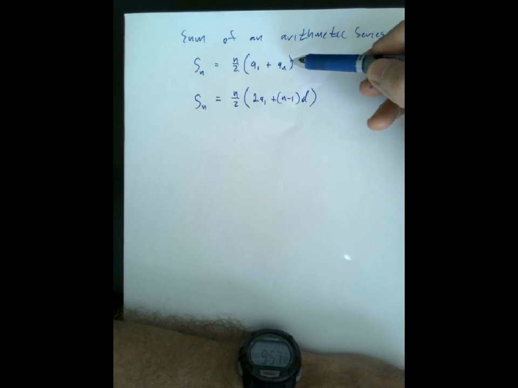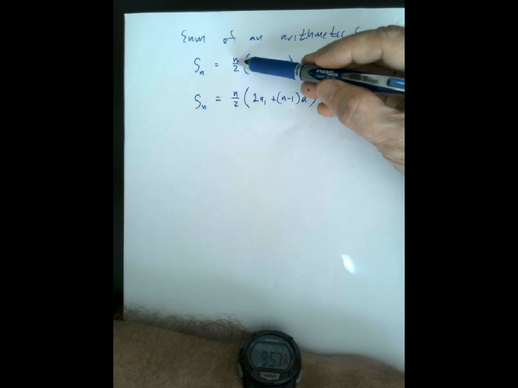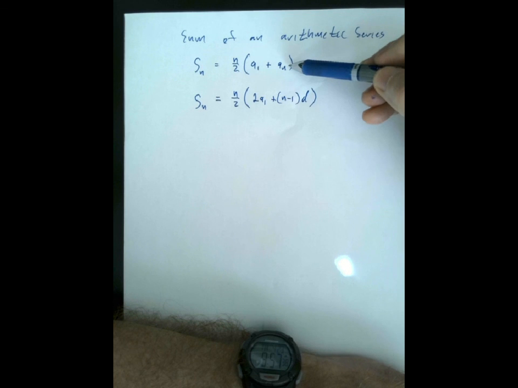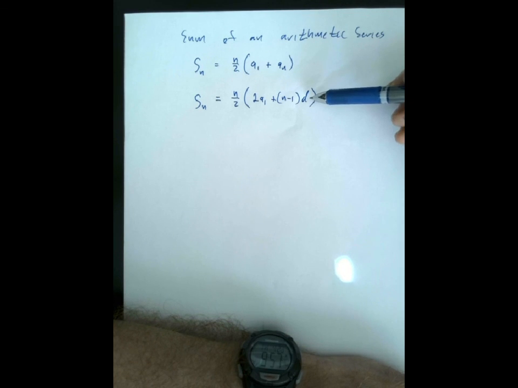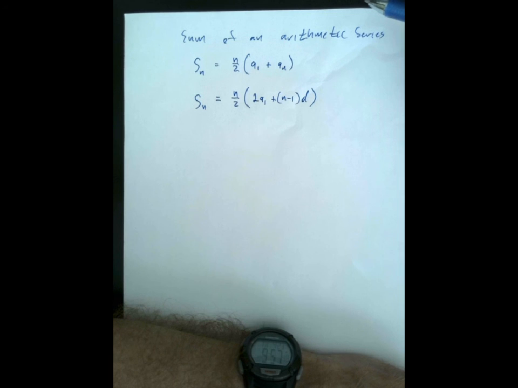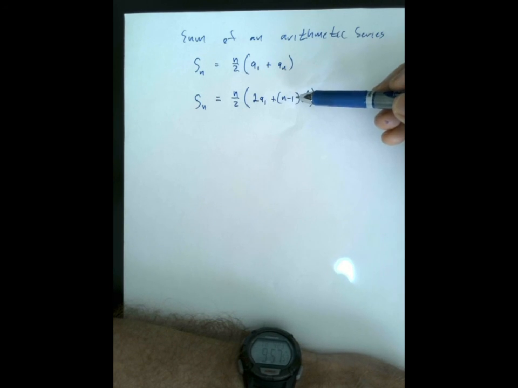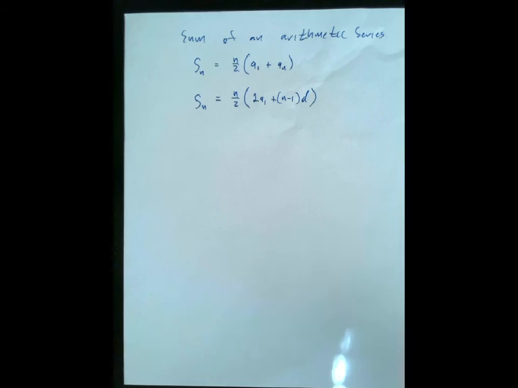This is a simpler looking formula, but you have to know not only the number of terms that you're adding up, but the first term and the last term. This formula, a little more complicated looking, you don't need to know the last term. You just need to know the first term plus what d is. So you just need maybe the first couple of terms in the series, and then this formula will give you the sum of the series.